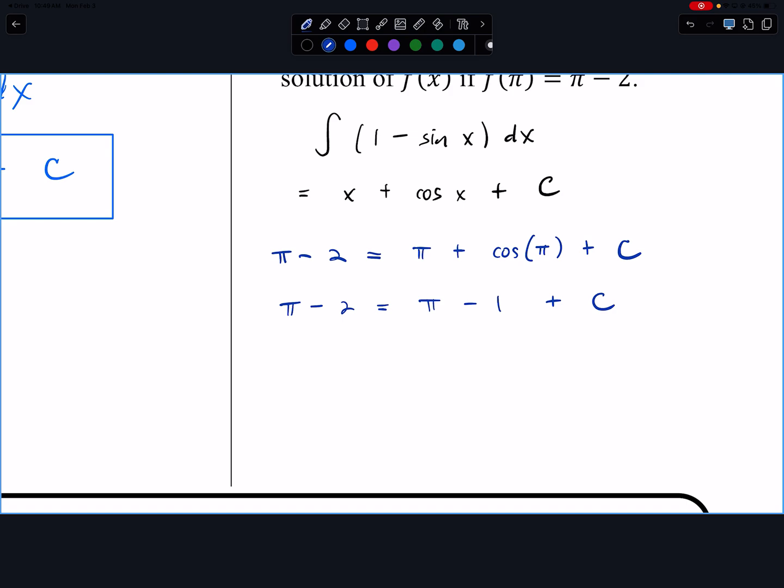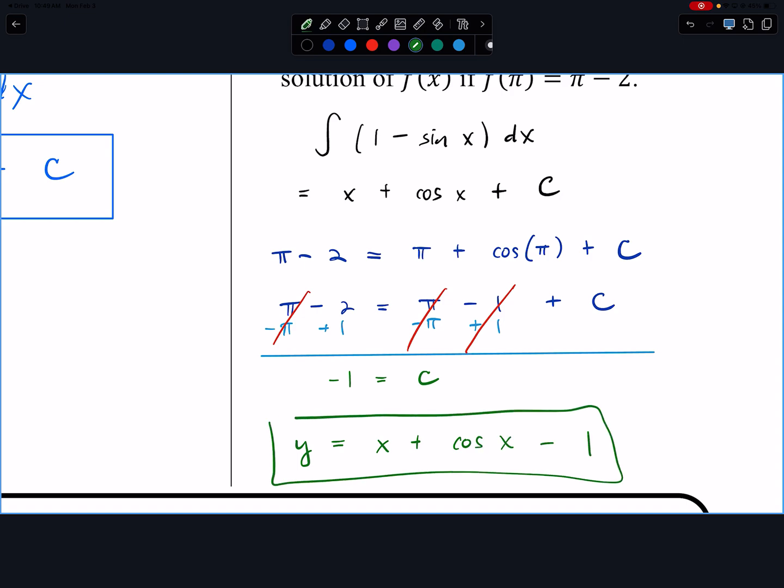So I want to solve for c, right? Do you guys agree I can subtract pi from both sides? And oh my goodness, they cancel. Add 1 to both sides. So negative 2 plus 1 gives me negative 1. Yay. So y, not f of x, you silly sillies. y is equal to x plus cosine of x minus 1.